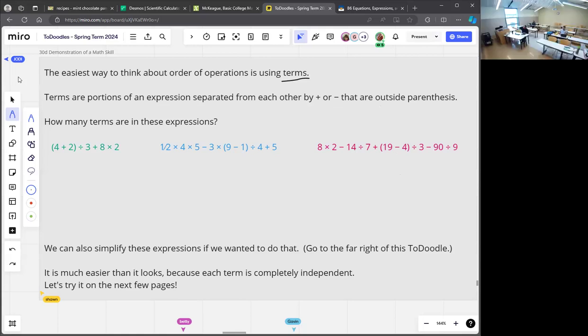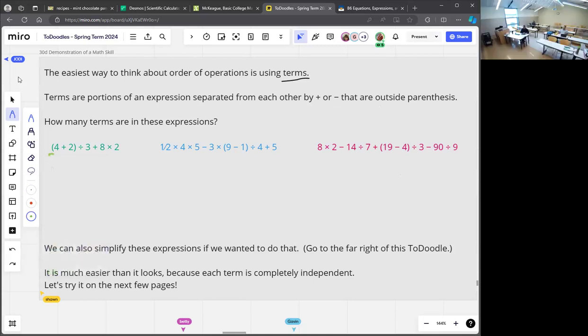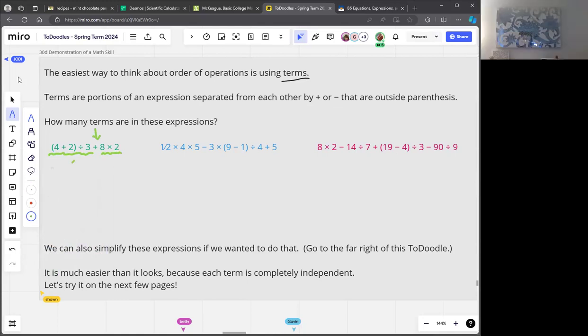So first, we're just going to look at these three and see how many terms are in them. So watch how I do that. I'll kind of start moving along. There's a plus, but it's inside parentheses. So I keep going. There's a minus. So that breaks this apart, where everything before is one term and everything here is a second term. So the green expression has two terms, 1, 2.